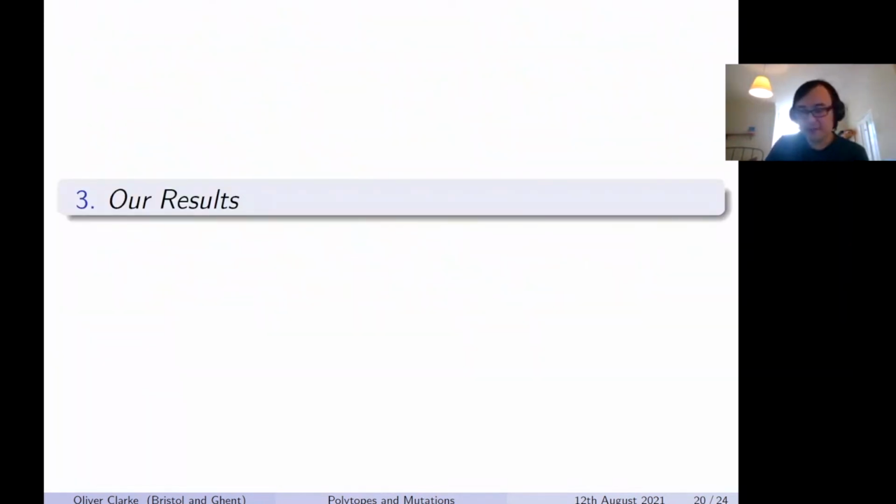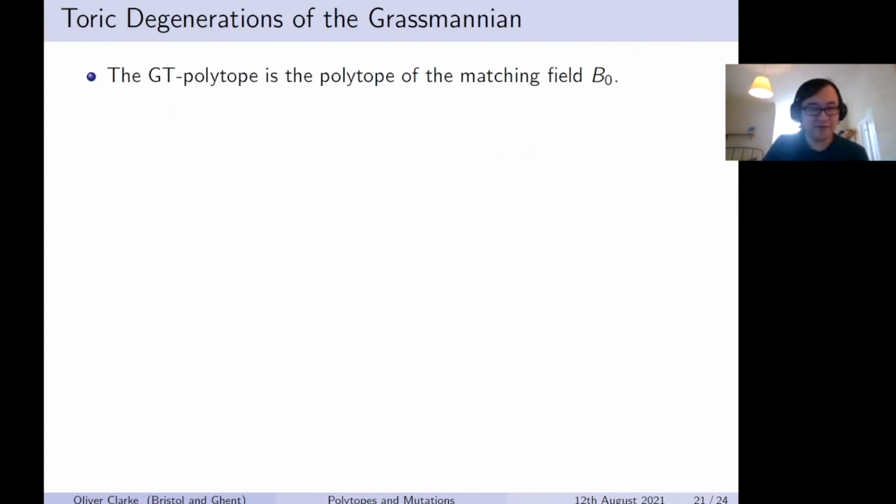Okay. So what did we do? First of all, by the GT polytope, I mean the polytope associated to the matching field B0. This is the matching field where all of the initial terms of your determinants are the leading diagonal.